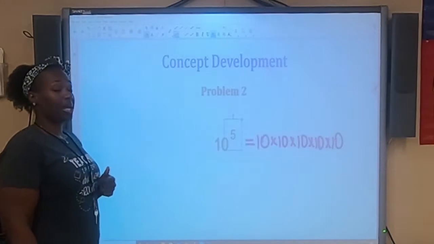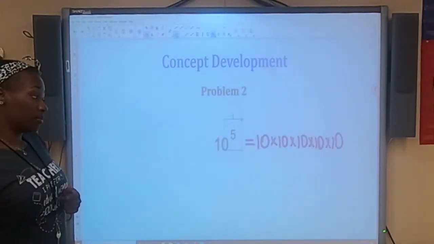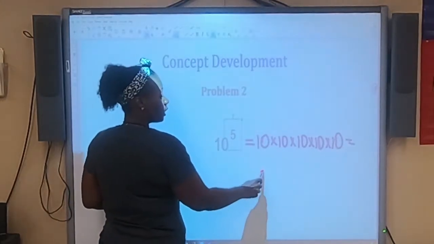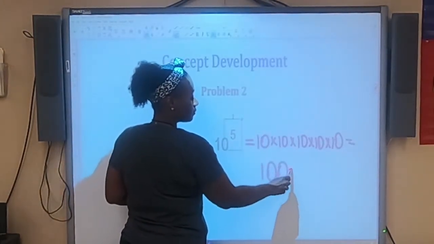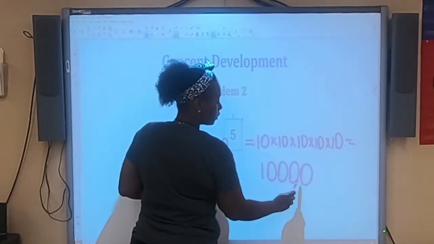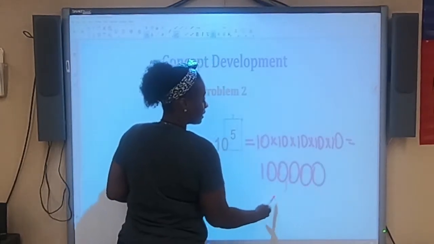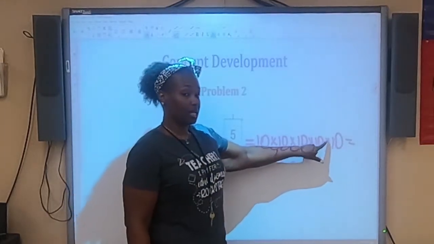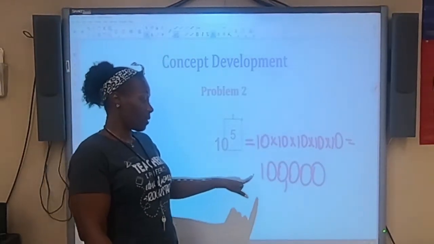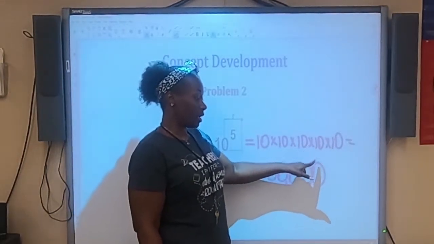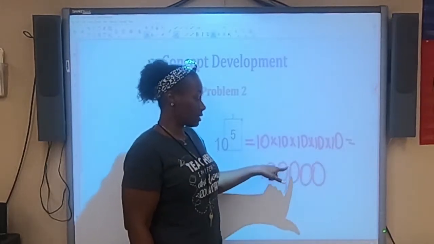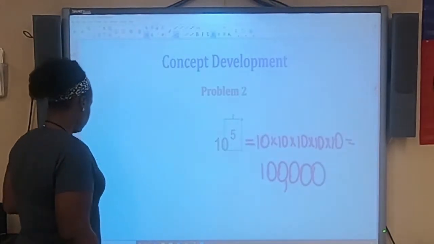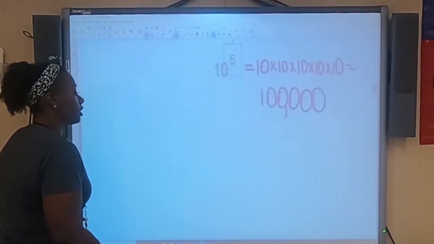If I asked you to write it in standard form, you should know that my answer would be 100,000. 1, 2, 3, 4, 5. Because if I have an exponent of 5 and I have 5 tens, that means in my standard form I need 5 zeros. Remember, each 10 represents a zero. They have to match.